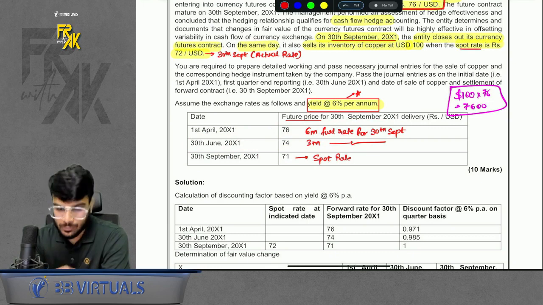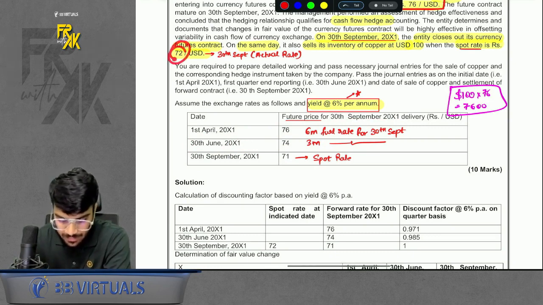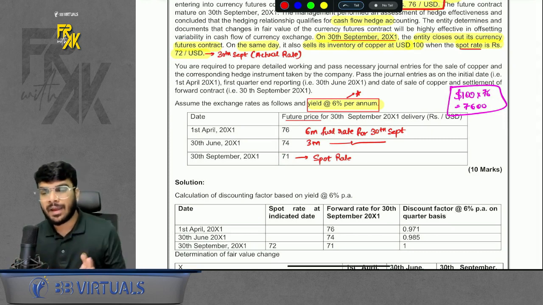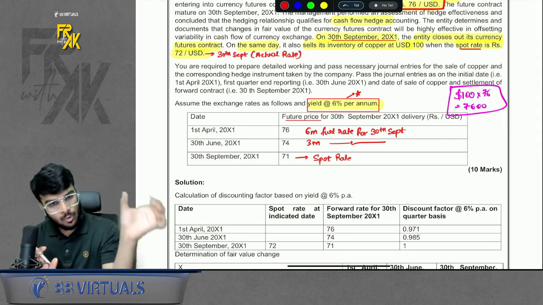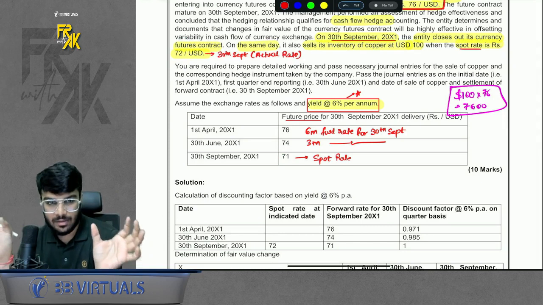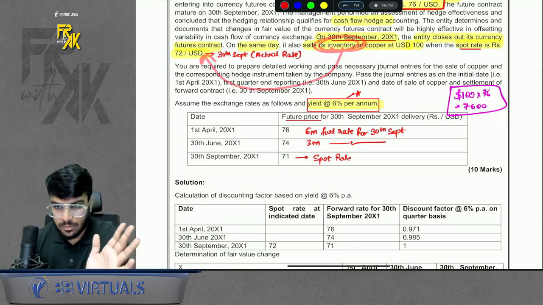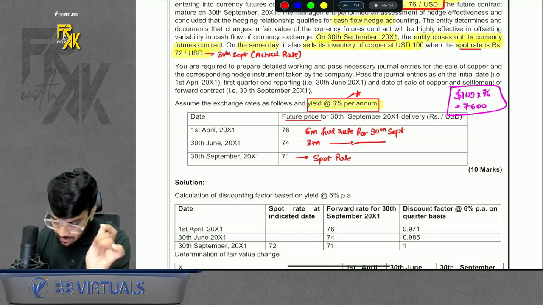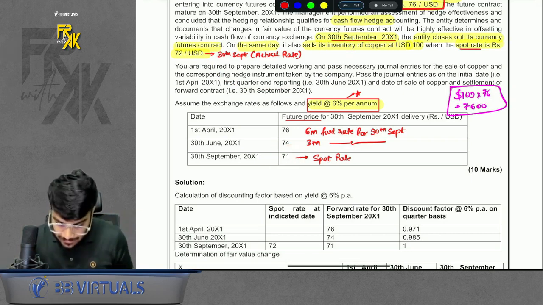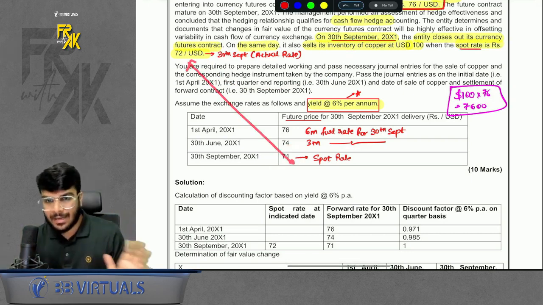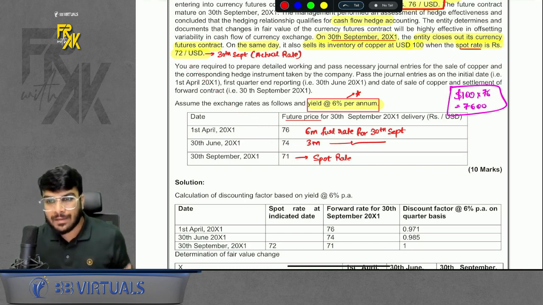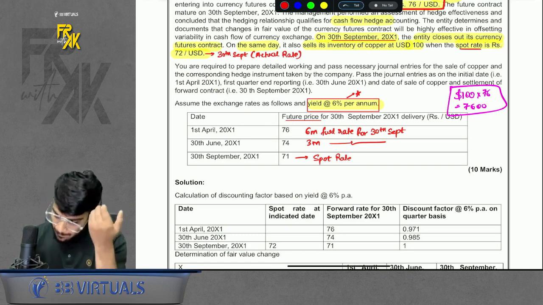Now the question has one issue, that there are two spot rates, 72 and 71. What to do, sir? So ideally in hedge accounting, bifurcate the full contract into two parts. One is the host contract and one is the hedge contract. For the host contract, we will use the spot rate of 72. And for the hedge contract, we will use a spot rate of 71. Ideally, this is a mismatch. In real life, this can happen. There can be two spot rates. But from an exam point of view, this should not be the case because then the answer won't tally. Right? But it is given.